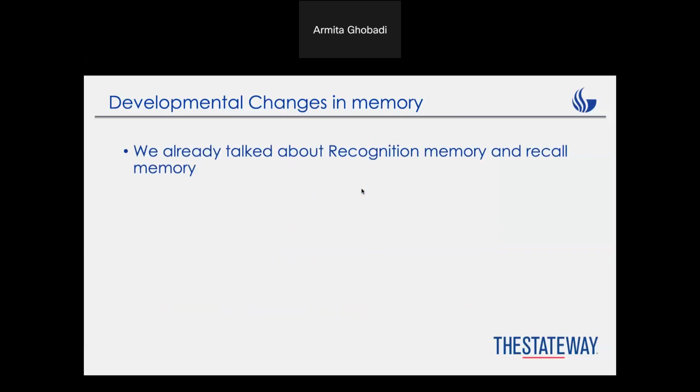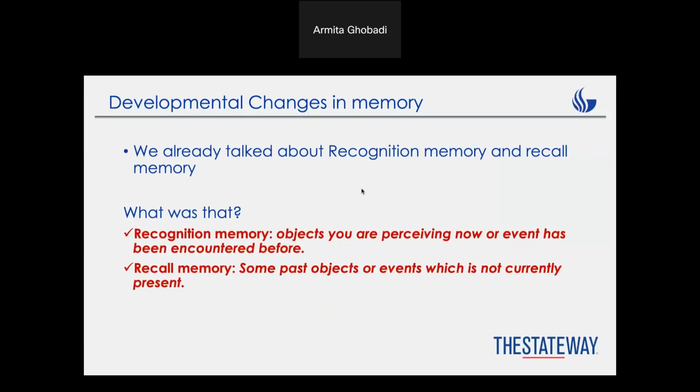So we already talked about recognition memory and recall memory. What was that? The question is here. You have to actually understand the difference between recognition memory and recall memory. In a nutshell, recognition memory is about objects you are perceiving now or events that have been encountered before. But recall memory is about past objects or events which are not currently present.